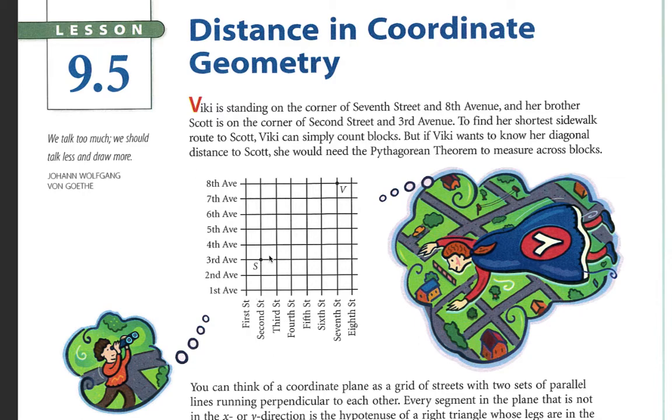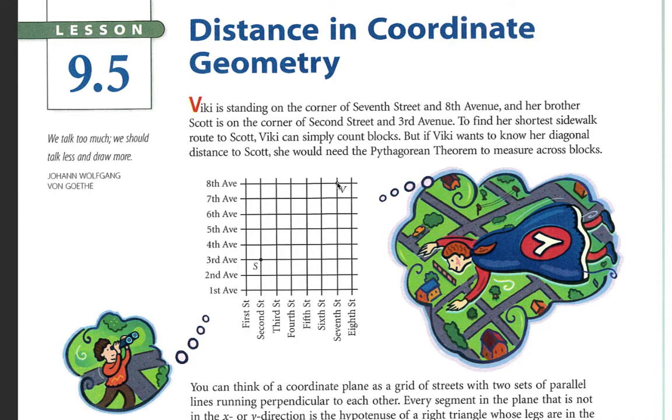So we've got this grid, and we've got 1st, 2nd, 3rd, 4th, all the way up through 8th Street, 1st Ave through 8th Ave. We've got two friends on two different corners. This is Scott, he's over here, and this is Vicky, she's over here. Vicky is standing on the corner of 7th Street and 8th Avenue, and her brother Scott is on the corner of 2nd Street and 3rd Avenue. To find the shortest sidewalk route to Scott, Vicky can simply count blocks.